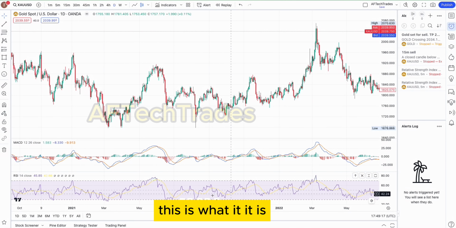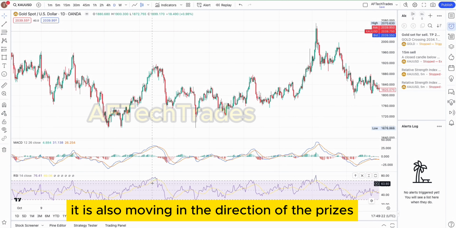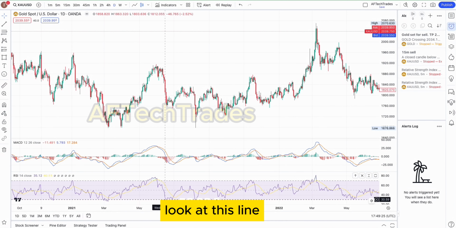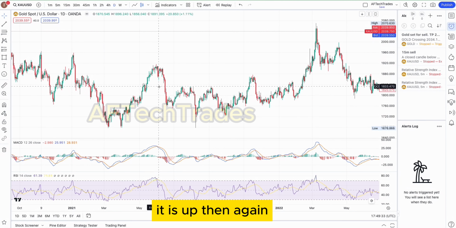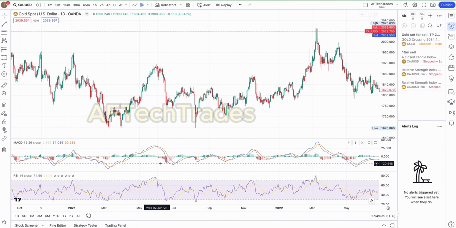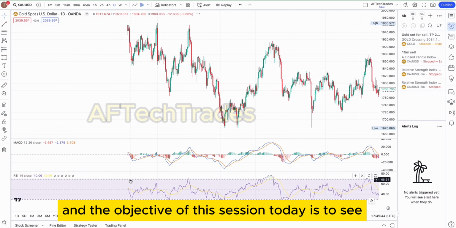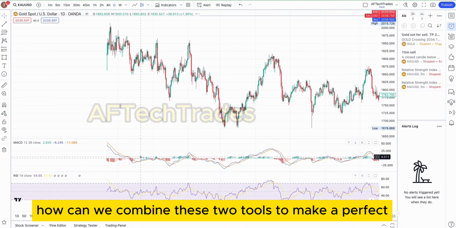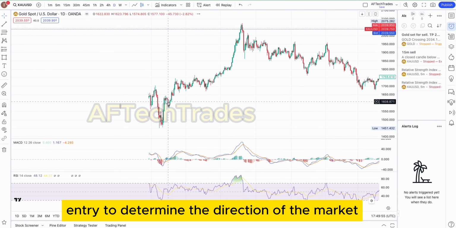This is what it is. If you look at it closely, you will see that it is also moving in the direction of the prices. Look at this line, up, down. While the price is here, it is up. It is more like a linear representation of the graph you have up here. These are the two tools I want, and the objective of this session today is to see how we can combine these two tools to make a perfect entry and determine the direction of the market.